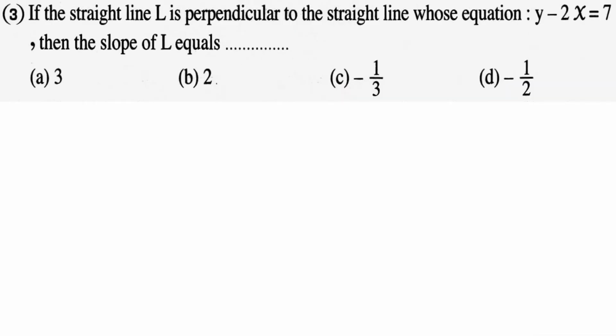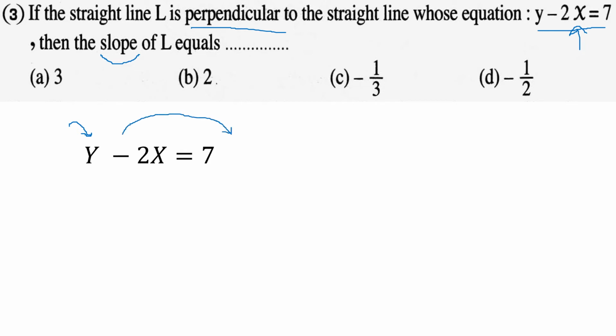Question 3, four choices. If the straight line L is perpendicular to the straight line whose equation is y minus 2x equals 7, then what is the slope? He wants me to find the slope. Okay, I will write this equation first of all. First thing, I need to keep y on the left hand side and move the rest of the equation to the right hand side. So move this part to the other side. So y equals 2x plus 7 now. Where is the slope? This part is the slope. So the slope of the original straight line is 2.